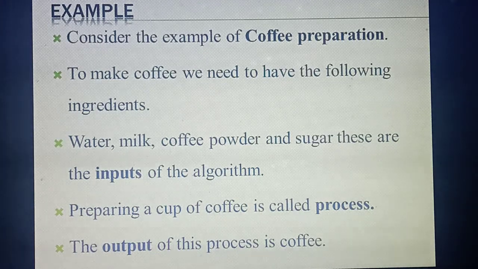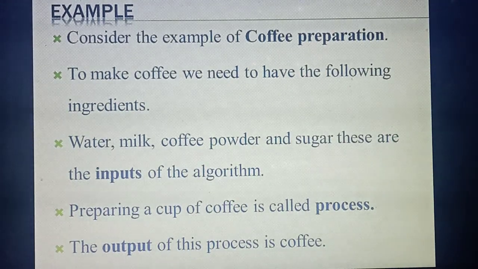Without these ingredients, would you be able to prepare coffee? No. So all these things you can consider as what? Inputs of an algorithm. Okay, all these things you can consider as inputs of an algorithm. So all the ingredients are ready.